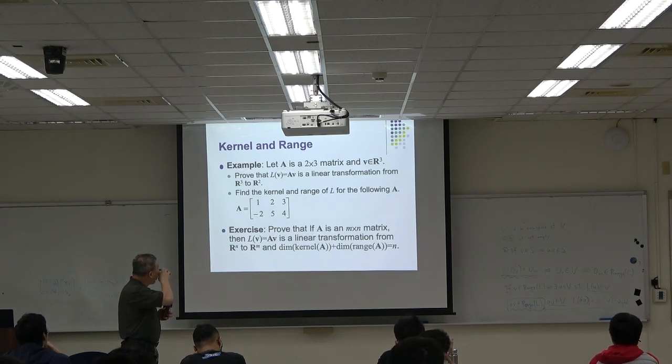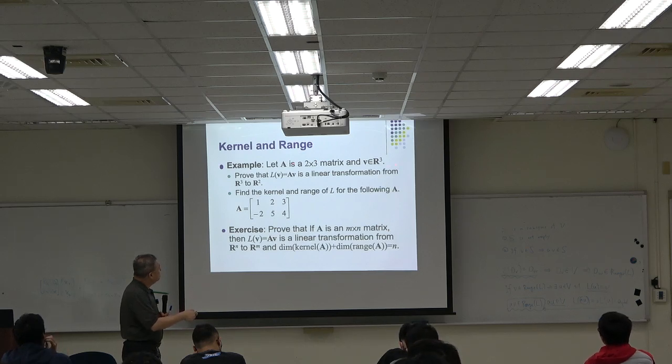Okay. So now here we are trying to show that L(V) equals AV is a linear transformation from R3 to R2. Okay, let A be a 2 by 3 matrix, and V is in R3.